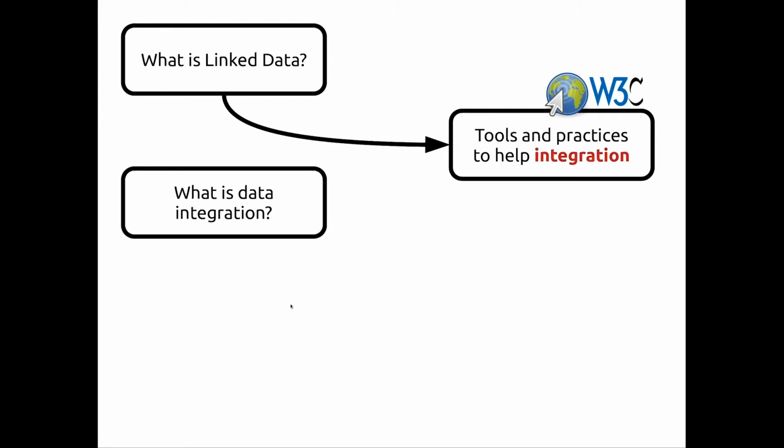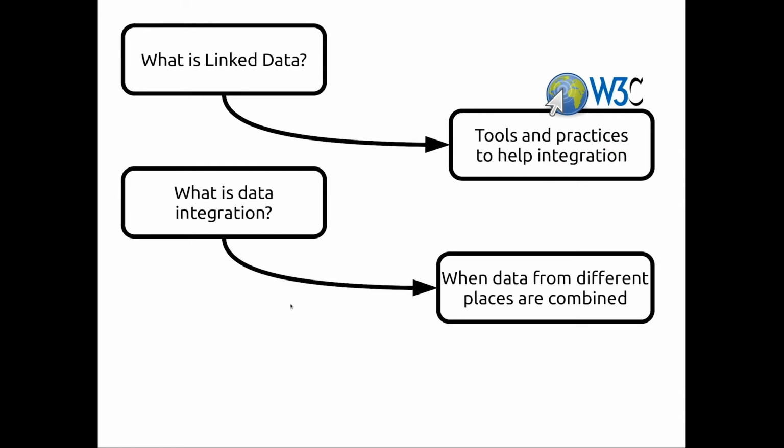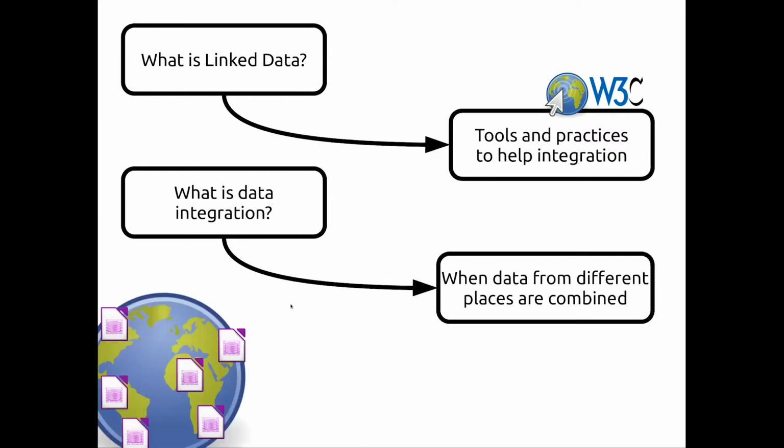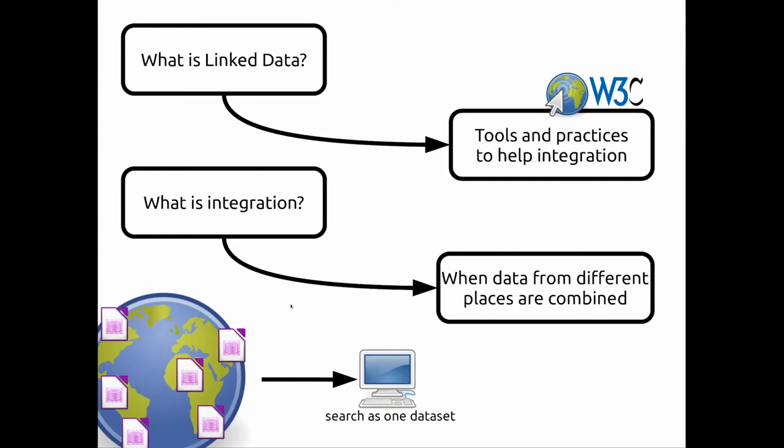Now, the next question is, of course, what is integration, data integration? And we could say that we have data integration when data from different places are combined. And by combined, I mean, imagine having multiple databases across the world, or maybe multiple databases across an institution in different departments. And you're able to search all of these things as one data set. So integration means that I've got all these separate databases, sources, and they all appear as if they're just one.